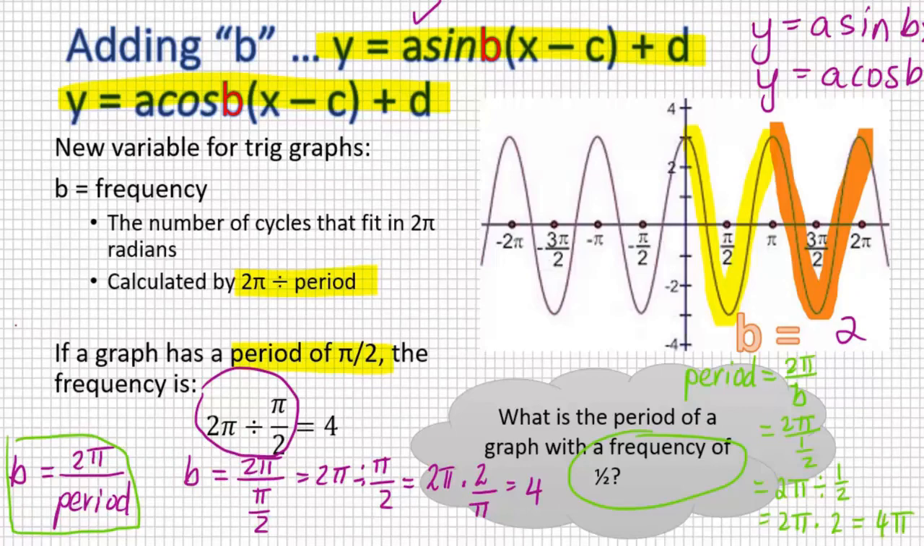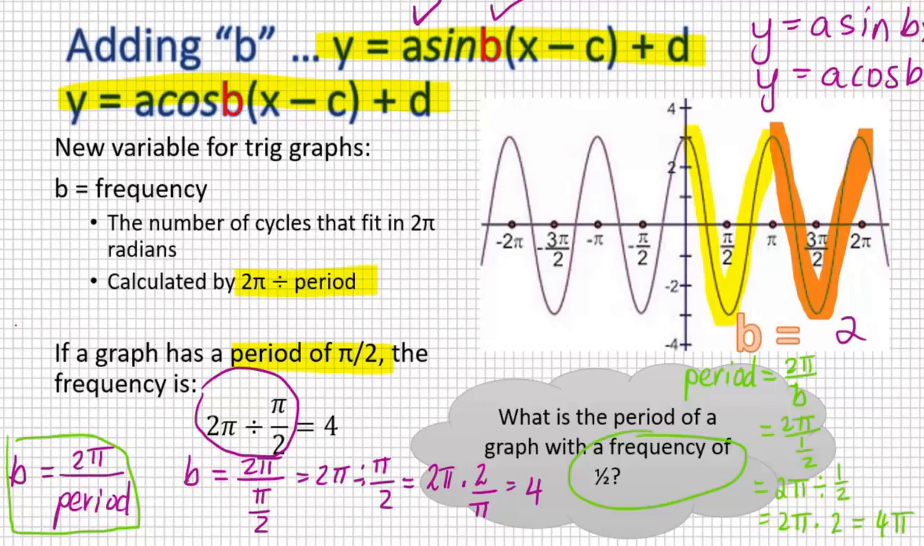This means that if we have a frequency of 1/2, that is, in the distance between 0 and 2 pi, we get through 1/2 of the cycle of the function. This means it will take us from 0 to 4 pi to get through the entire cycle. So far, we've looked at the amplitude, which is given by the absolute value of a. We've looked at the frequency, which is dictated by b. And by knowing b, we can calculate the period, as we just did.